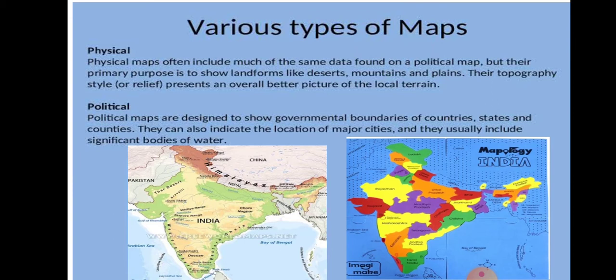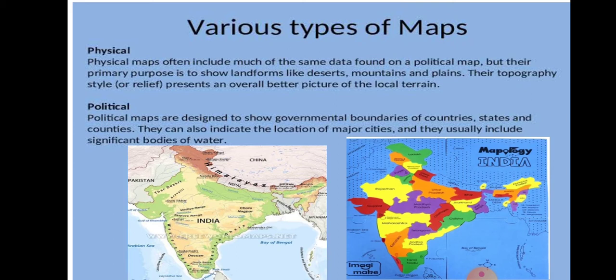So this nature of the landform or physical features we can explain by using the physical map. Next, one more map, the political map. Political maps are designed to show the governmental boundaries of the country. I mean boundaries between one country and another country, states and countries, capitals, major cities, major districts, major villages. All this we can show on the political map.